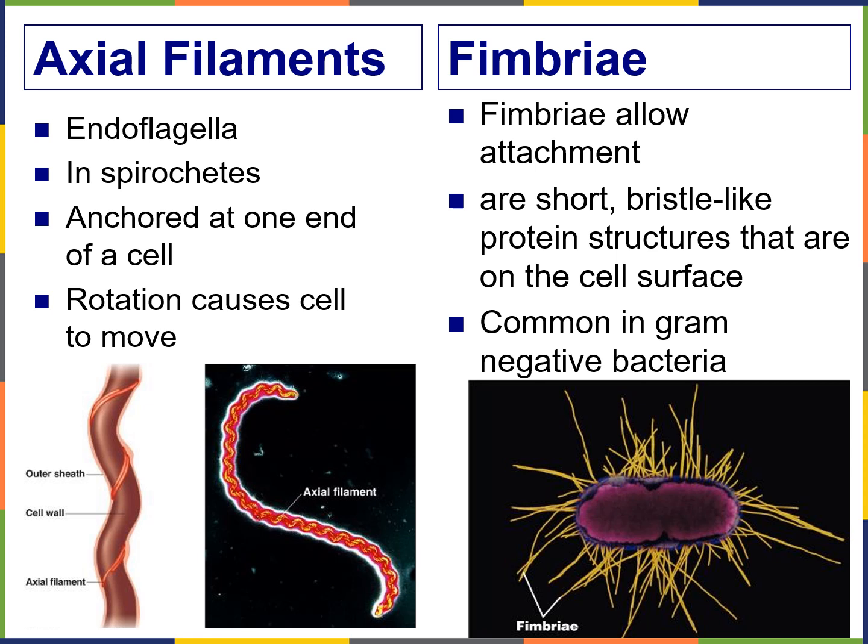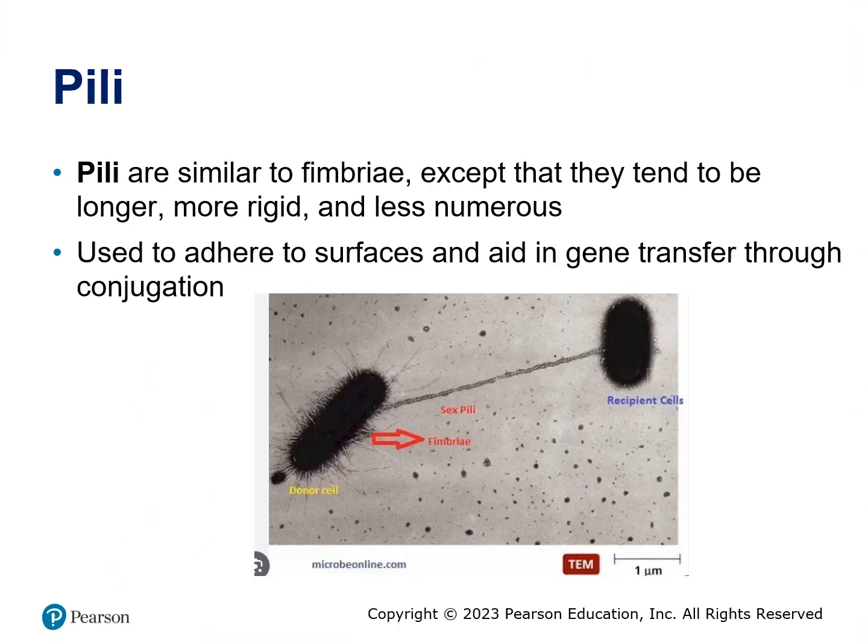Now, if you move over to fimbriae, so fimbriae also allow for attachment. They are short, bristle-like protein structures on the cell surface. They work alongside the glycocalyx in forming biofilms. So again, very important in biofilm formation. You can see they don't really look like flagella because they vary in length. Some are really, really short, some are much longer, but those are fimbriae and they tend to be very common in gram-negative bacteria.